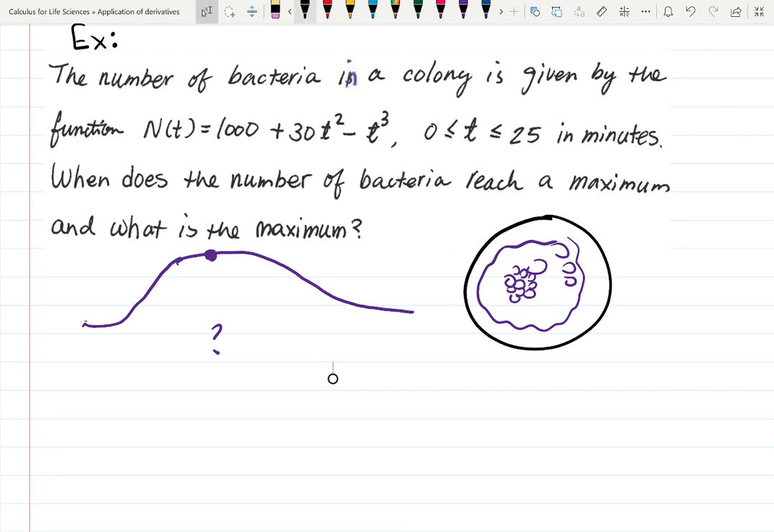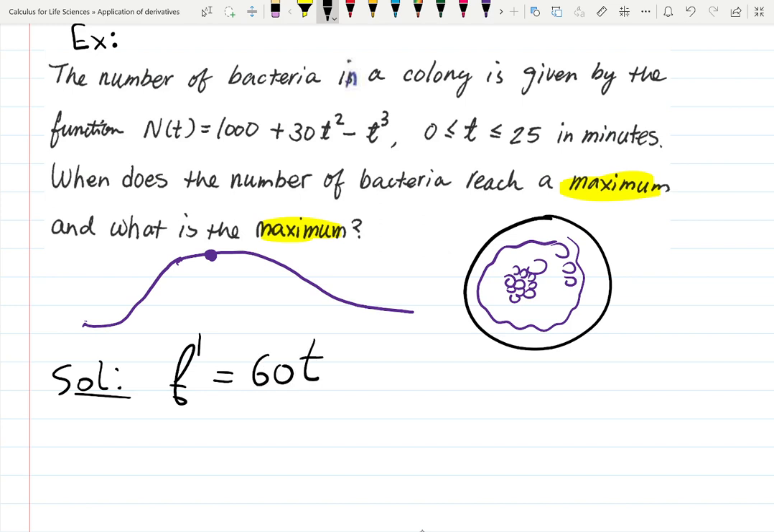Let's see. It's exactly the same idea. Solution: the moment you see an example and question about maximum or minimum, you start with taking the derivative, because the derivative answers the question how fast and how much something changed. Does that make sense? N prime is 0 plus 60t minus 3t squared. Agree? Just take the derivative.